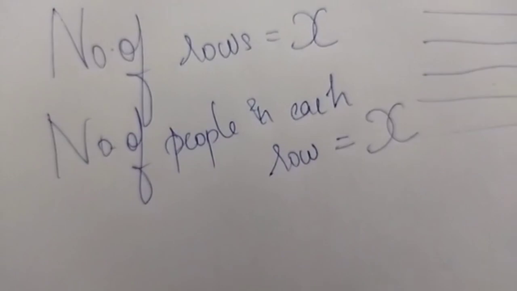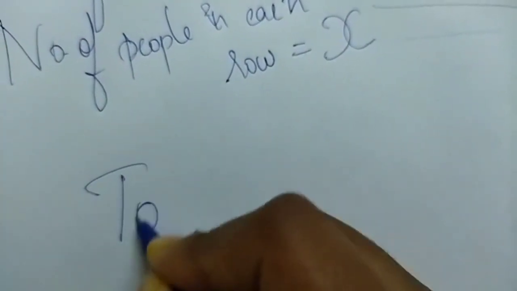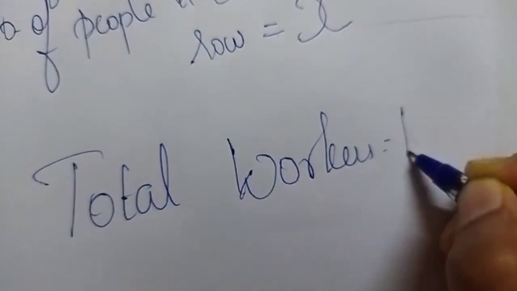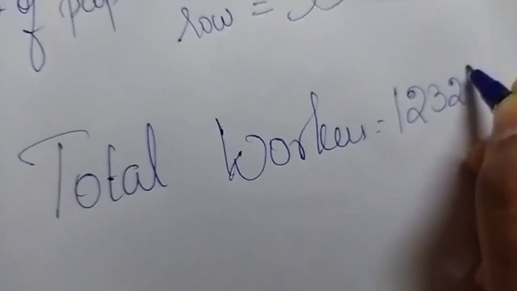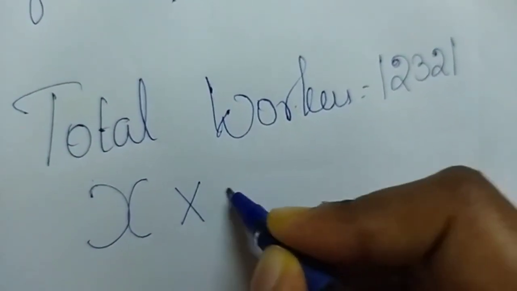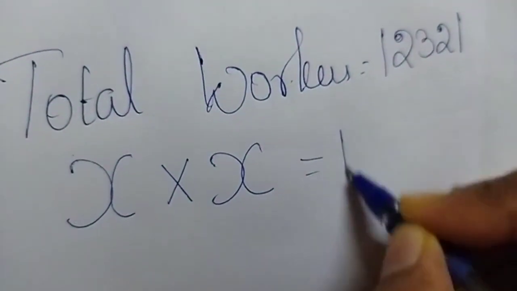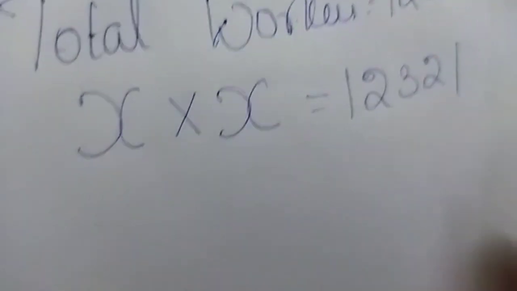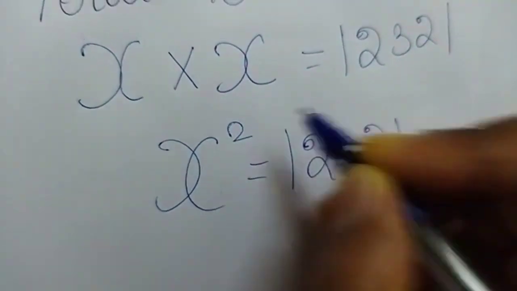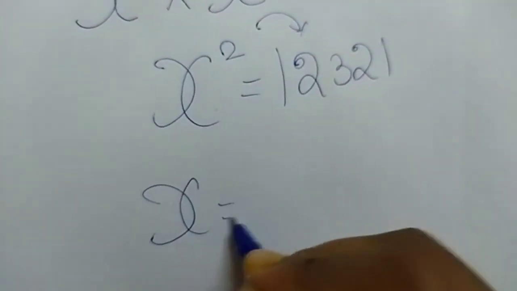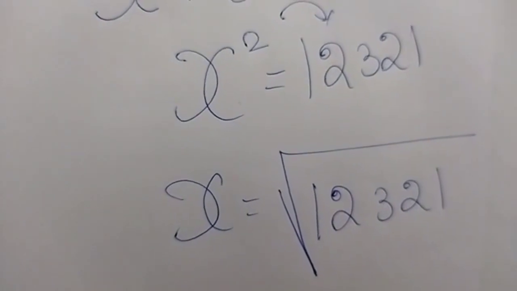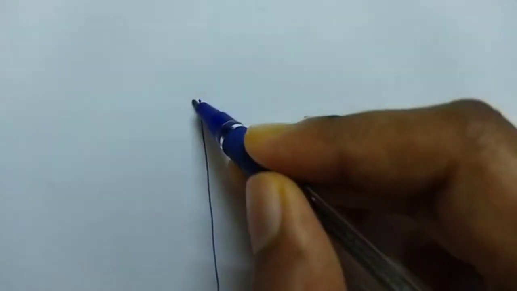Now if I want to find the total workers, the total workers is given as 1, 2, 3, 2, 1. So total workers is nothing but number of rows into number of workers in each row, which is 1, 2, 3, 2, 1. That is x square is equal to 1, 2, 3, 2, 1. Square going to this side becomes square root. So x is equal to the square root of 1, 2, 3, 2, 1. We can find this using the long division method.